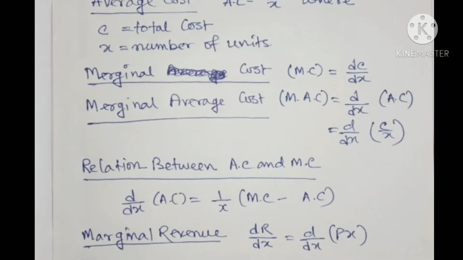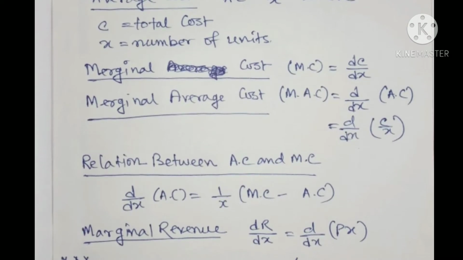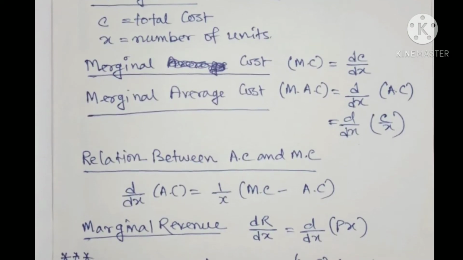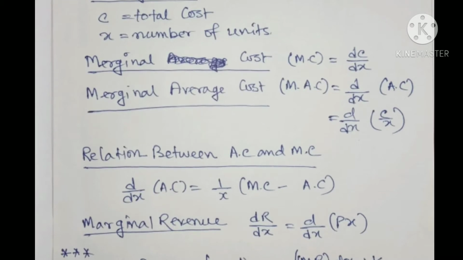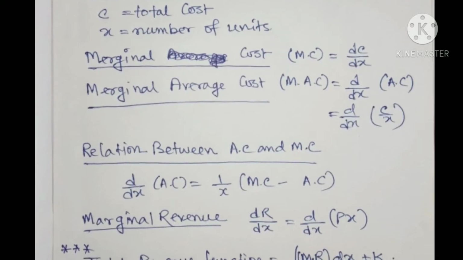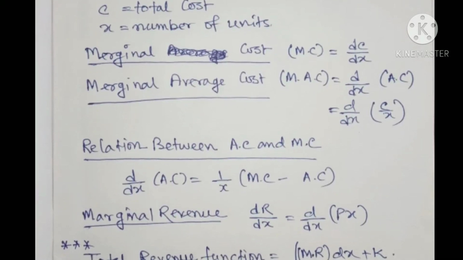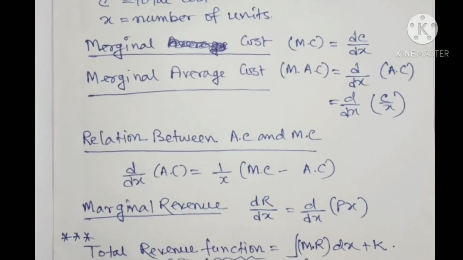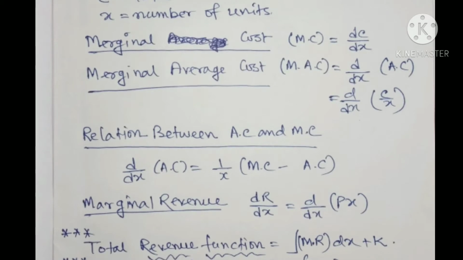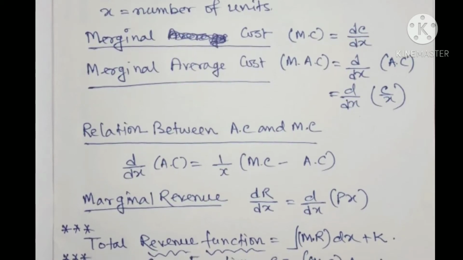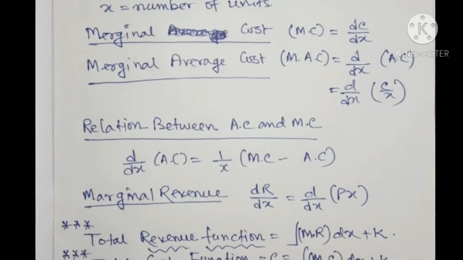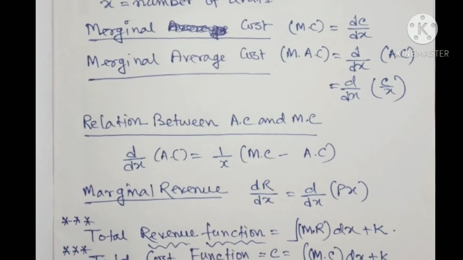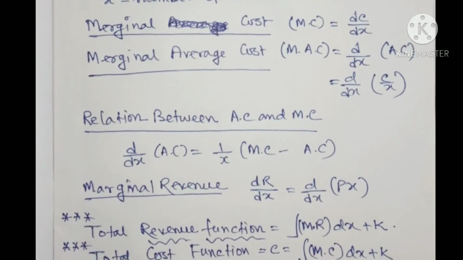Total revenue function, if marginal revenue is given: integrating marginal revenue function we get revenue function. Similarly, if we integrate marginal cost, then we get cost function. That is, integrating marginal revenue function you get revenue function, and integrating marginal cost you get total cost function.